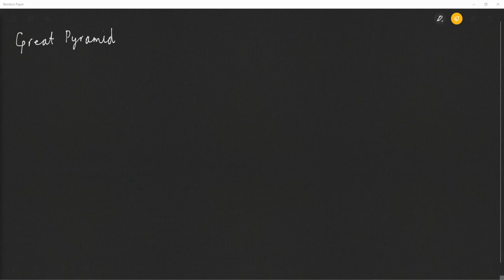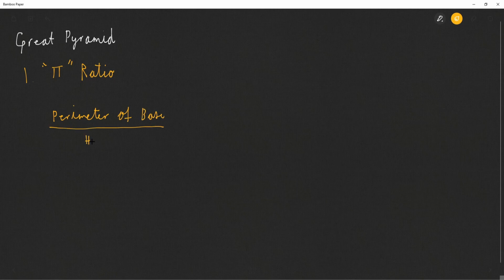Now we're going to talk about the Great Pyramid. It is a structure that is so precise that it has inspired centuries of mathematical speculation. For example, the first thing that we're going to go over is the pi ratio. Researchers have pointed out that the perimeter of the base of the pyramid divided by the height of the pyramid is approximately 2 pi.